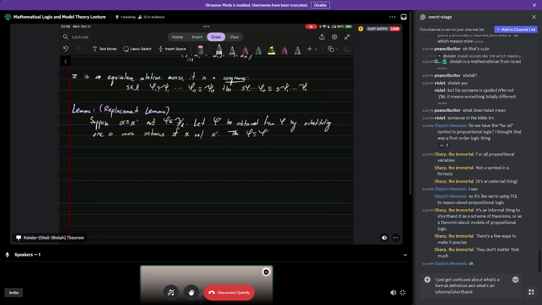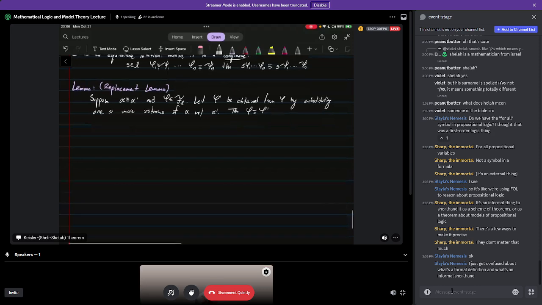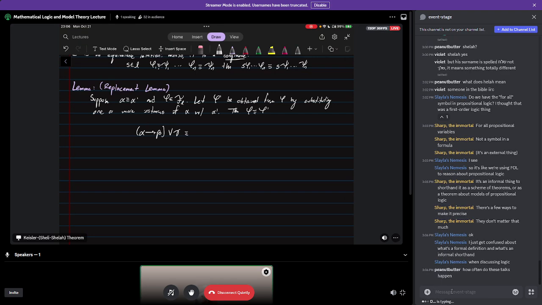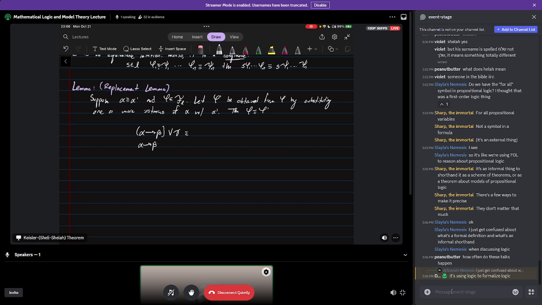So let's say I write, if alpha implies beta or gamma, I can replace alpha implies beta. We know that alpha implies beta is equivalent to the negation of alpha or beta. So this is just equivalent to the negation of alpha or beta, or gamma.